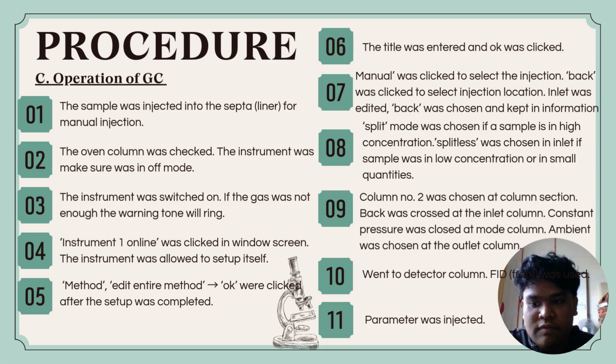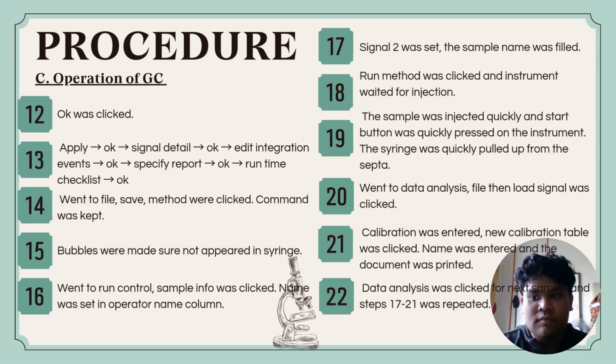Split mode is used for samples with high concentration, while splitless mode is selected for samples with low concentration or small quantities. After that, column number 2 is selected in the column section. Constant pressure mode is applied, and the ambient condition is chosen for the outlet column. Finally, the detector column is selected and the flame ionization detector at the front position is used. All required parameters are then entered to complete the setup.